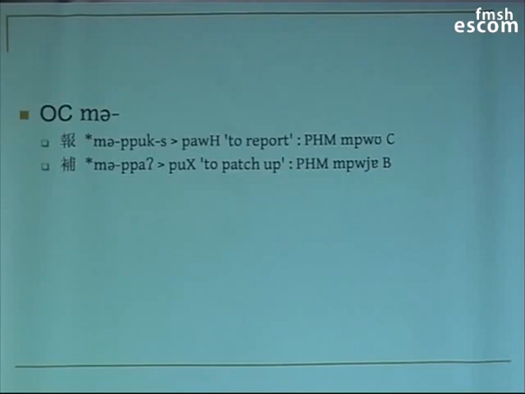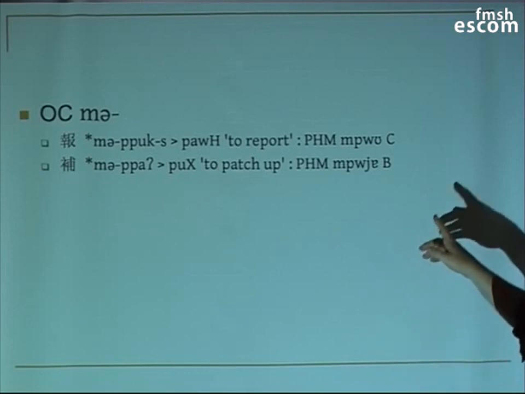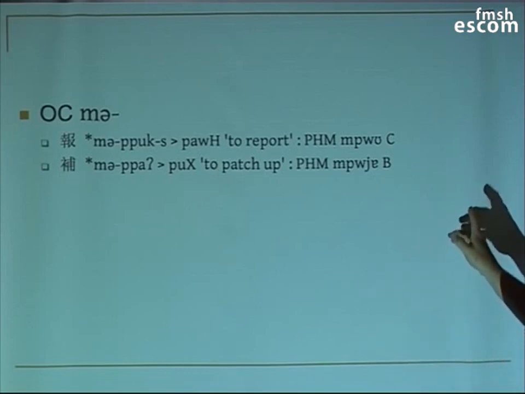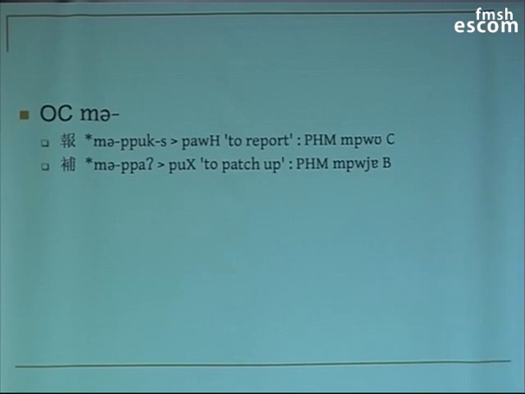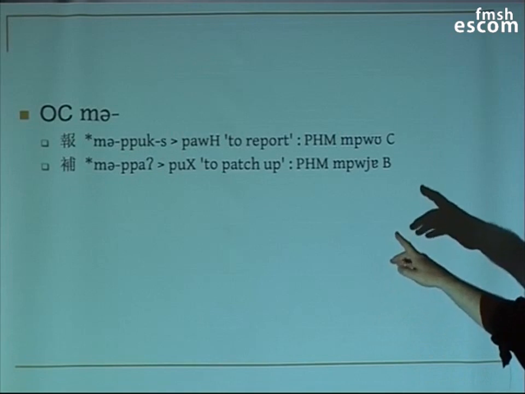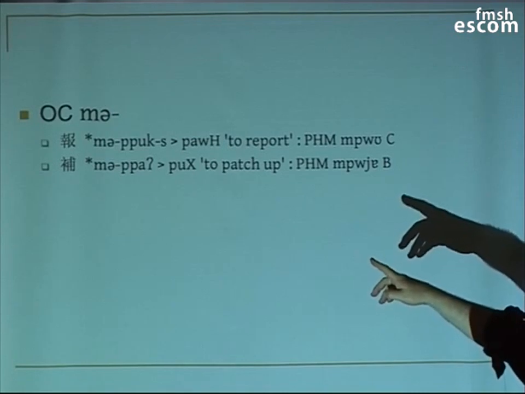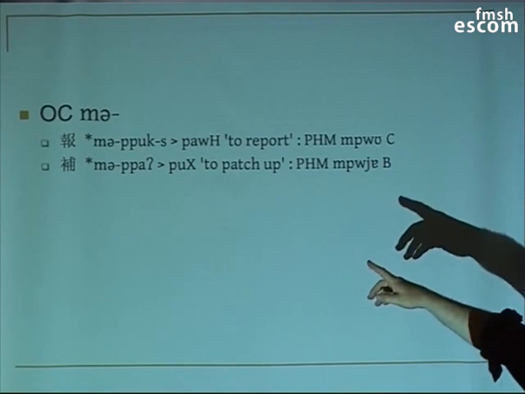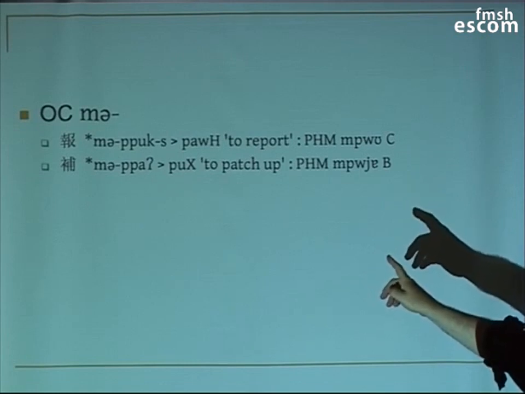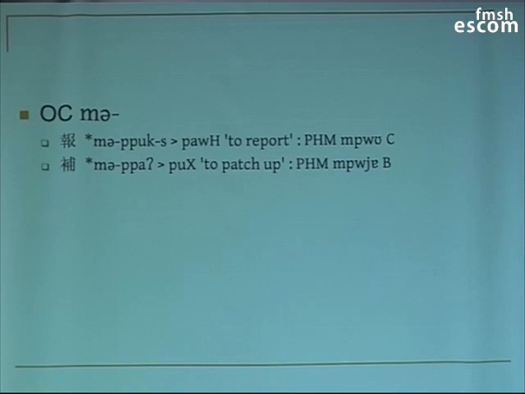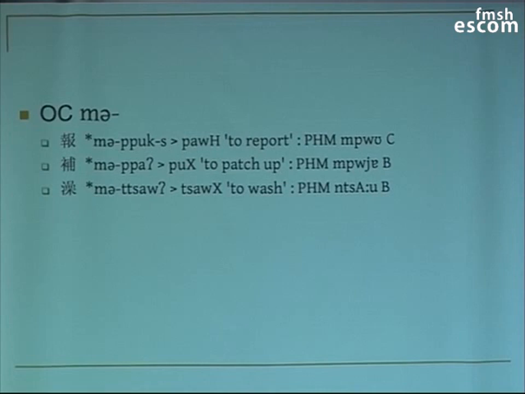Okay? To patch up, we discussed this example yesterday, and that's better because here we know that Min has a softened initial. So in that case, we are confident that the reason why Min has a softened initial and Yao-Yao has a nasal prefix is because there was an iambic nasal prefix in the Chinese form. This is the same kind of case. We have, I think, a softened initial in Min. All right. Other example.